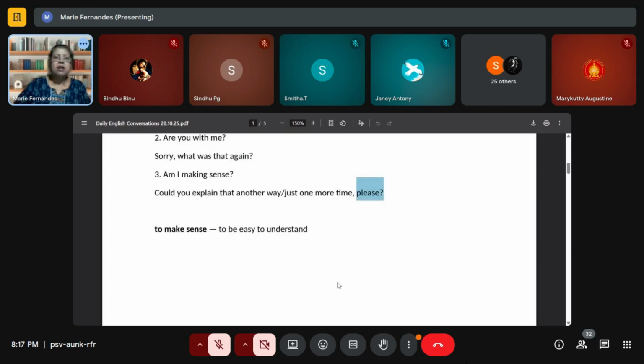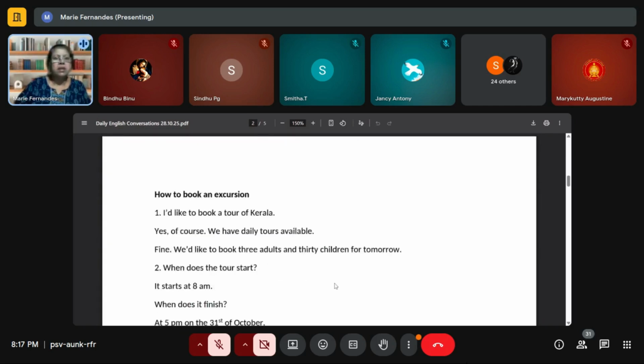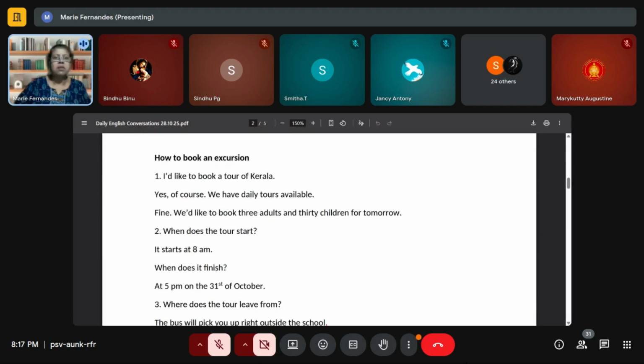All right. Now let's say we are deciding to go on an excursion. Maybe we are taking our students, say about 30 students. Now we have to book a bus and we have to make all the arrangements. Now I will read that.